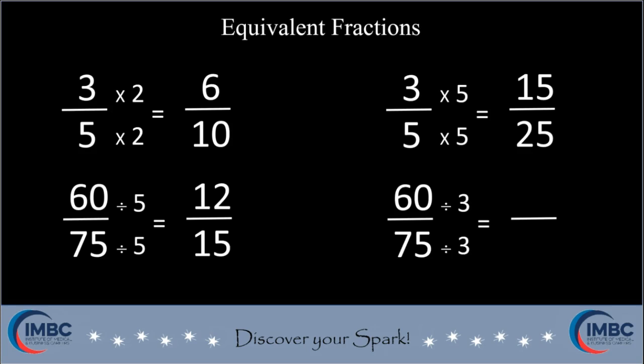I'm going to divide that by 3. 3 goes into our numerator 60, 20 times. 3 goes into our denominator 75, 25 times. So 60/75 is equal to 20/25.